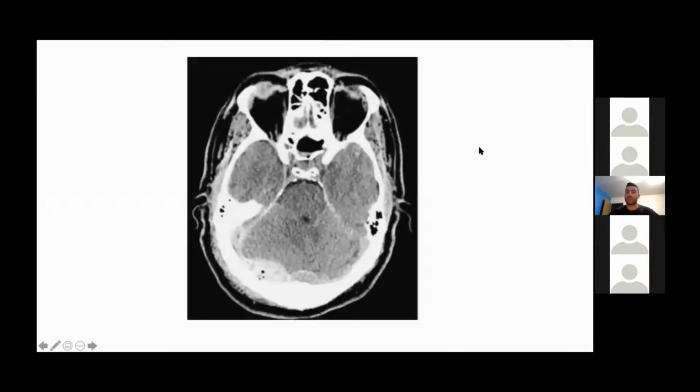Now, just to give you a second, try and work out where the problem is here. So the problem is right there. So again, it's hyperdense. It's an extraaxial lesion. So it's the color of acute blood, and it's lentiform in shape. And so it's in the infratentorial compartment.